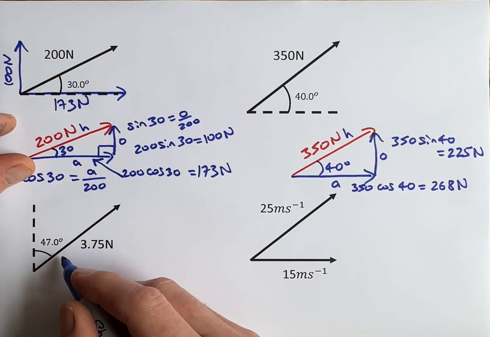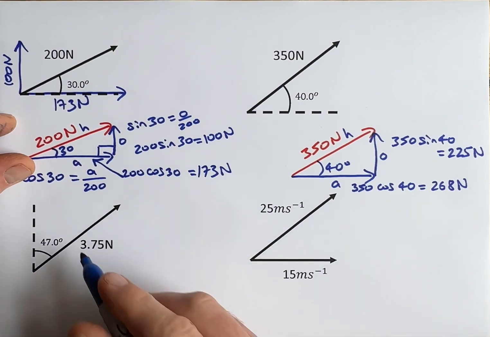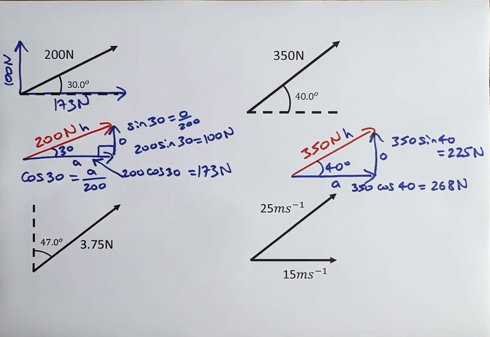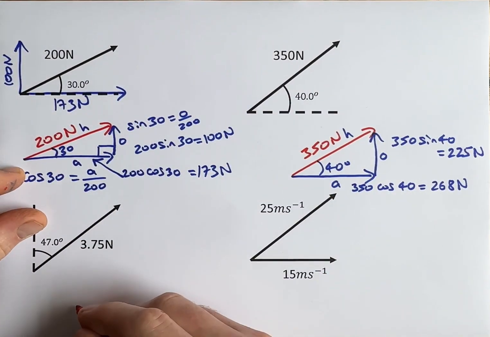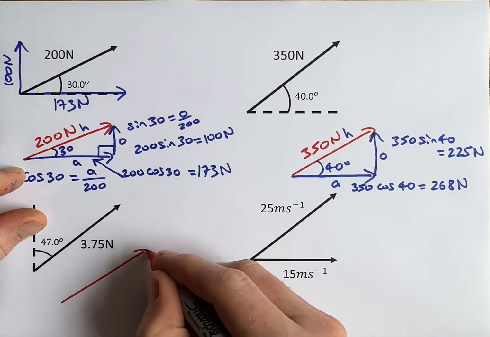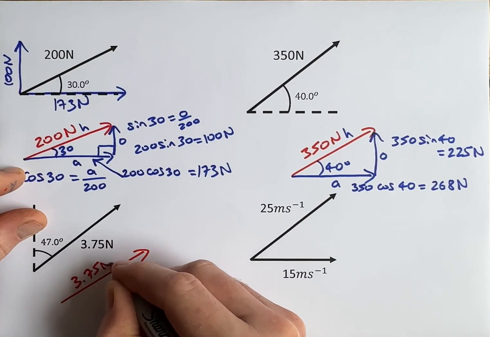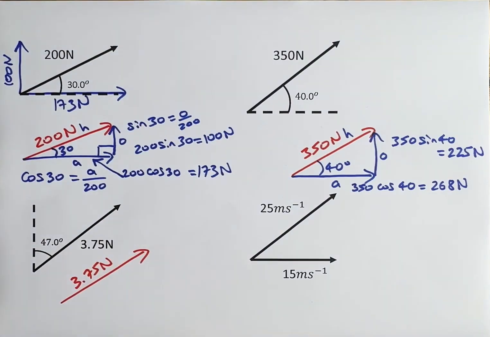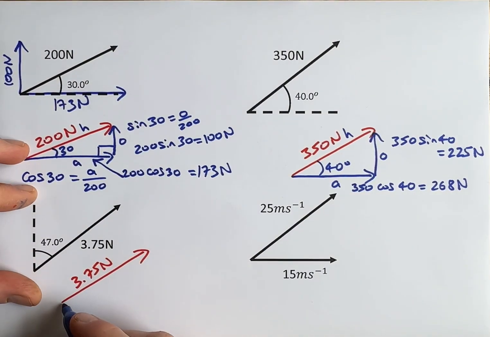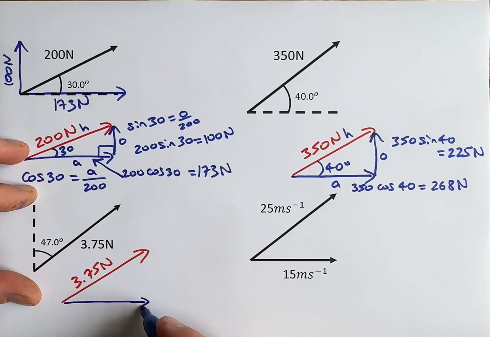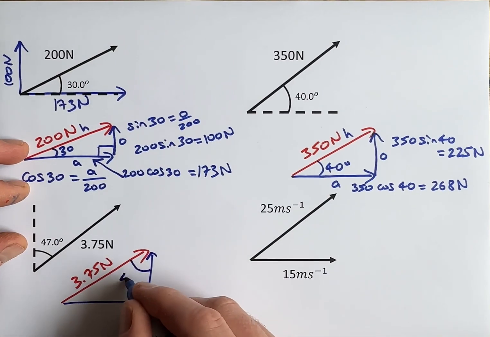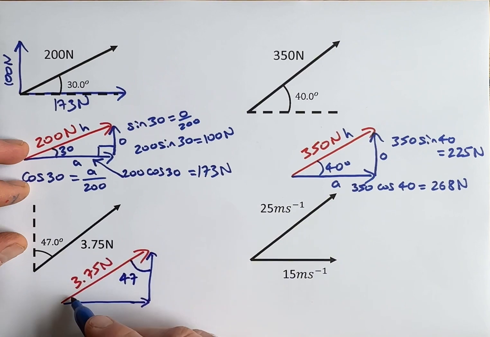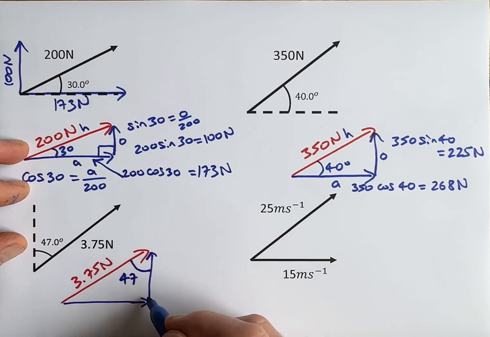This one, slightly different now because the angle is between the vertical and the force. So if we draw this one as follows, there's our 3.75 Newton force, and we're going to split that into a horizontal component and a vertical component. Now, we know that this angle here is 47 because that's the angle between the vector and the vertical.